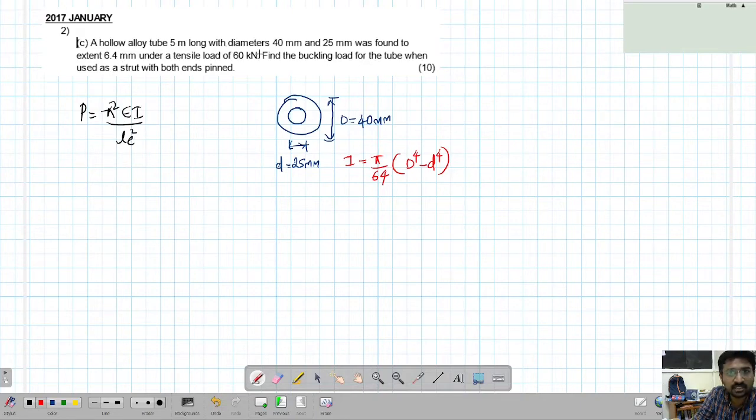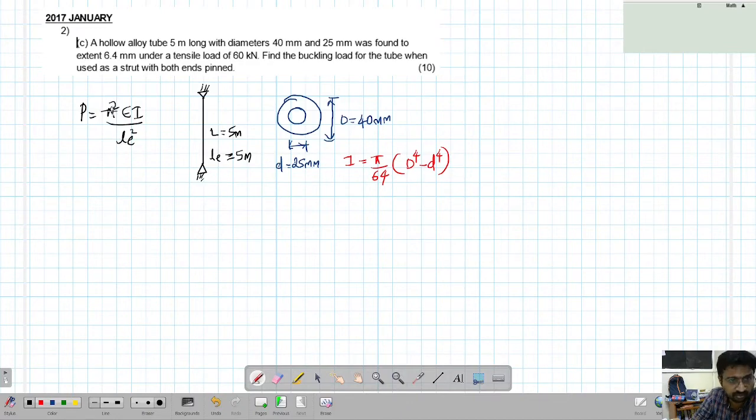It is telling that 5 meter is the length, and what is the boundary condition? Let's see, is there any boundary condition given? The column has both ends pinned, so the boundary condition is pinned at both ends. The length is given as 5 meters. The moment you see the length and boundary condition, you can find the effective length. Effective length in the pinned case is the same as the length, so it is also 5 meter.